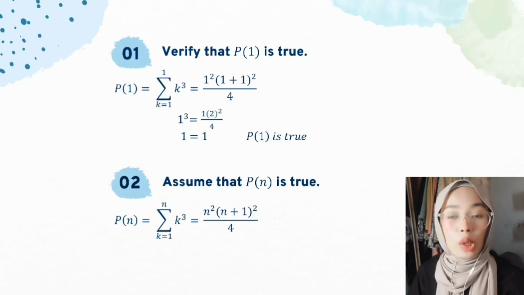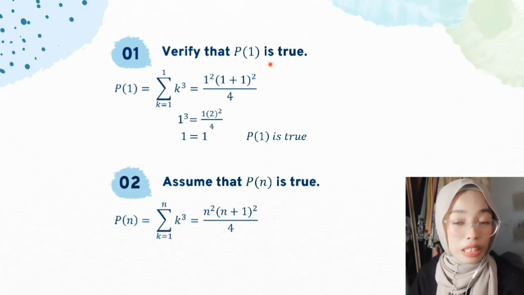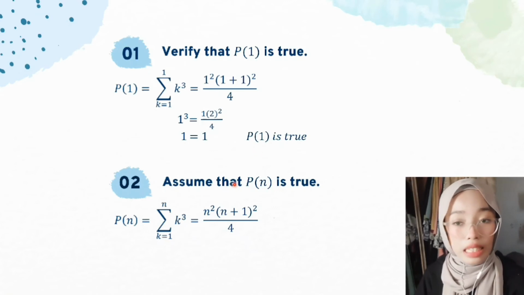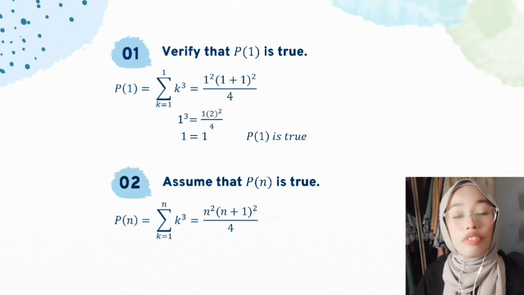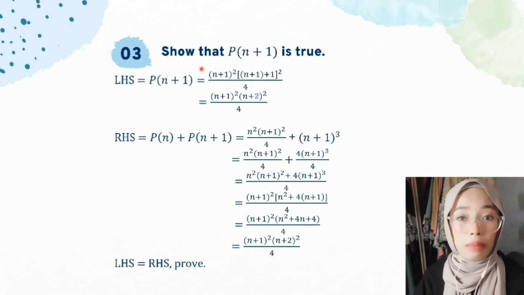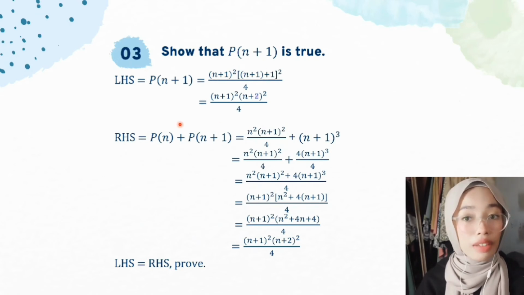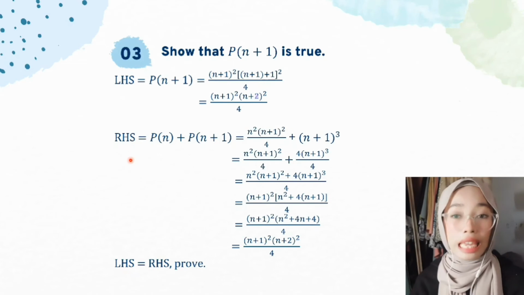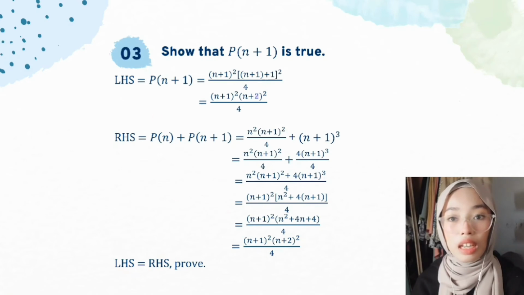As for step 1, we need to verify that P1 is true. As it's shown here, 1 is equal to 1, which means P1 is true. And for the second step, we just need to assume that Pn is true, like here. And for the third step, we need to show that Pn plus 1 is true. We use the left hand side and right hand side method. And in the end, when we calculate, we will get the same, left hand side is equal to right hand side, which is proven.